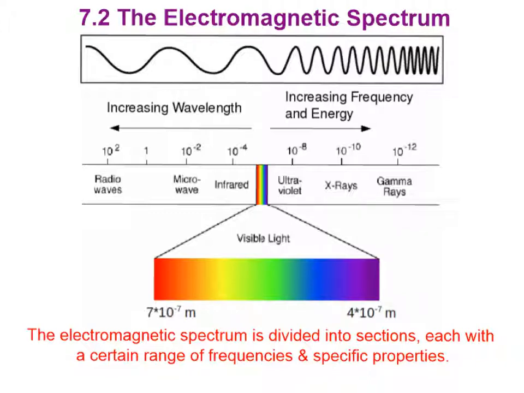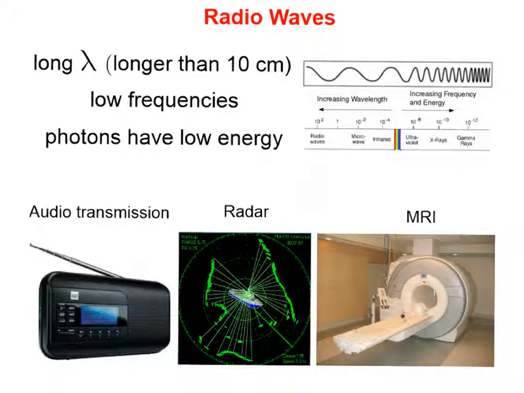We are going to talk about some of the different sections in the electromagnetic spectrum. It's divided into different sections, and each of those sections has a certain range of frequencies and therefore has specific properties. So let's start by looking at radio waves. On our little diagram, the radio waves are clear on the far end. They have the longest wavelength. Radio waves are considered to be electromagnetic waves that are longer than 10 centimeters in wavelength. So therefore they have very low frequencies and their photons have very low energy.